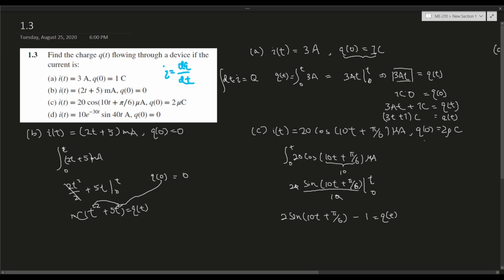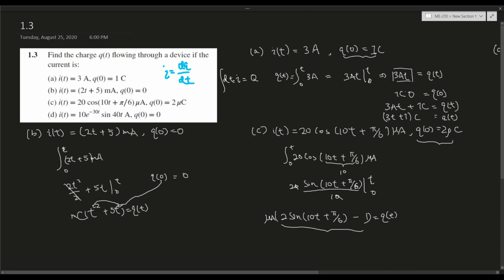Now we have to deal with the initial condition. So we plug 0 into this whole thing. So this would be 2. We actually don't have to do anything. Oh, sorry, remember the units is micro ampere. So we plug a 0 in. This would be 0, and 10 times 0 equals 0.